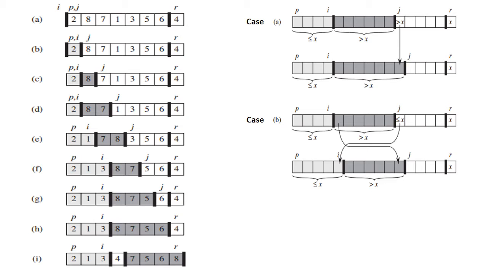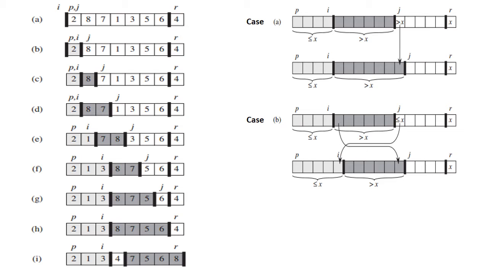I have referred to the book Introduction to Algorithms by Thomas H. Cormen and other authors for this example. The figure on the right side shows the cases which are possible while applying the partition function on a given array, and tells us what actions should be taken if these cases occur. Actually, there are two cases possible as shown in the figure, case A and case B.